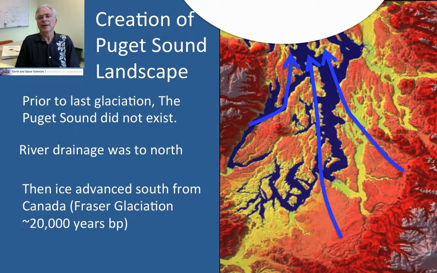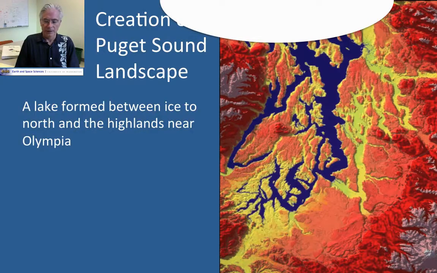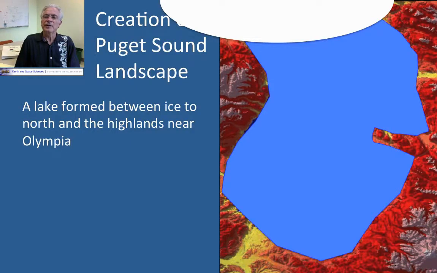Then ice advanced during the Fraser glaciation. About 20,000 years ago, it expanded far enough south to start blocking off the northern end of the Puget Sound region. So a lake formed between the ice to the north and highlands to the south of Olympia. So this area filled up with water because the ice dammed the drainage pattern for the rivers.